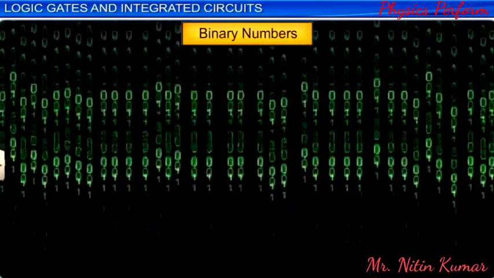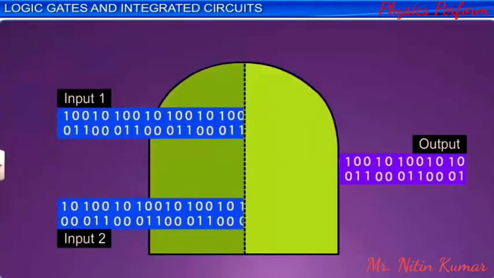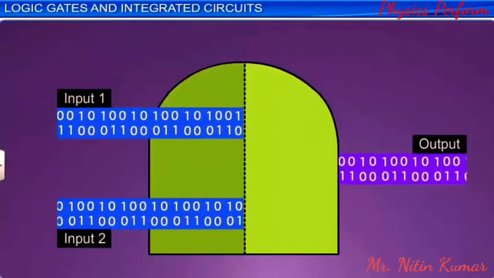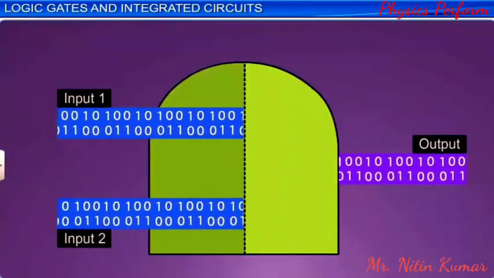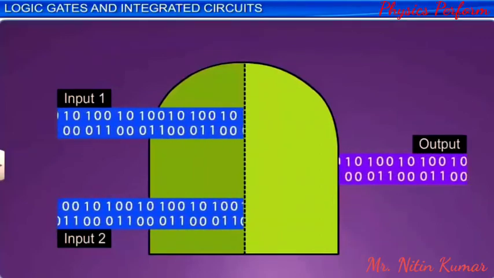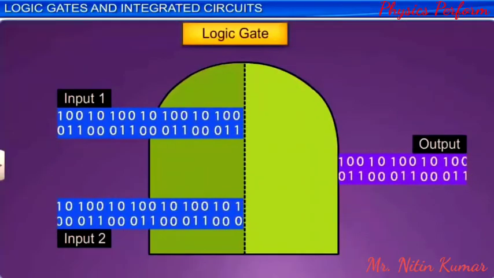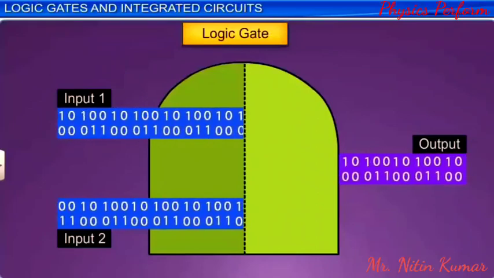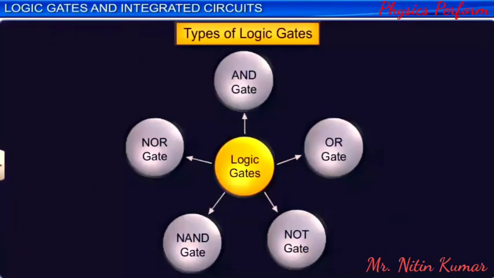The circuits that control the flow of digital signals on the basis of a logical relationship between the input and output signals are called logic gates. The 5 commonly used logic gates are the AND, OR, NOT, NAND, and the NOR gates.